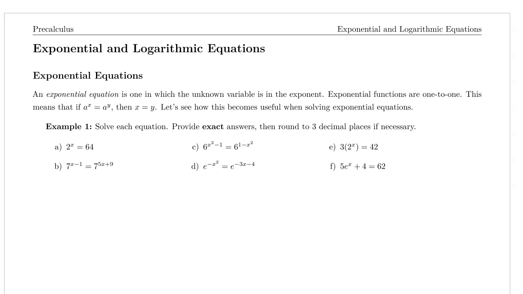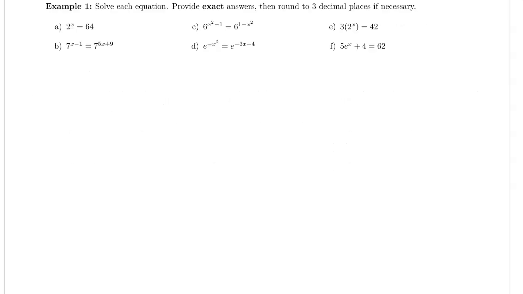Example 1 wants us to solve each of these equations and provide exact answers, then round to 3 decimal places if necessary. In part A, we have 2 to the power of x is equal to 64. There's a few ways that we can go about thinking about this. 64 is a power of 2, and so it is equivalent to 2 to the 6th power. Since our bases are the same here, we must have that the exponents are equal, and so this implies that x is equal to 6.